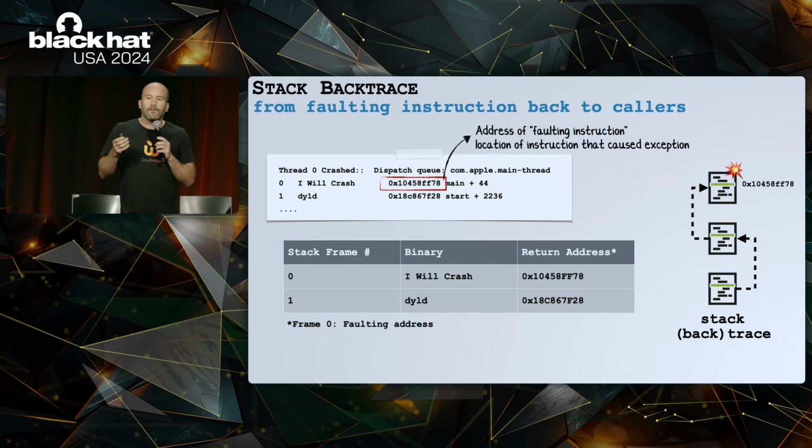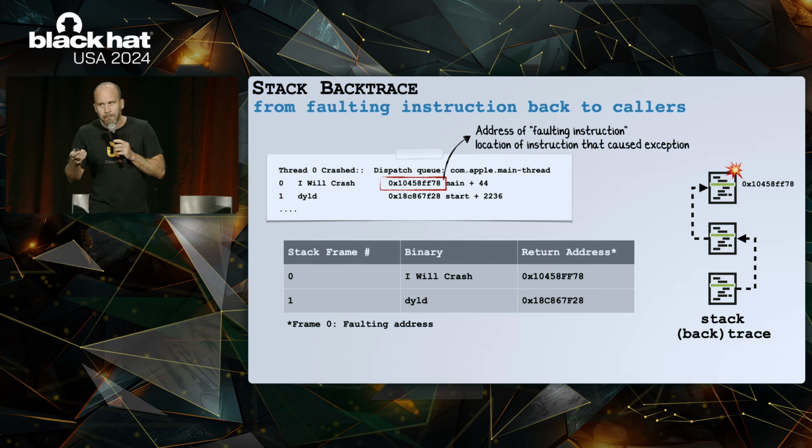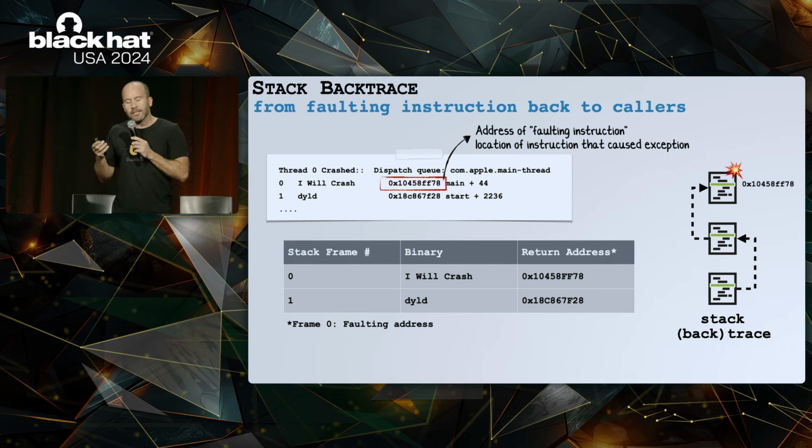Now, a lot of times, this faulting instruction will be deep within, for example, a system API. More likely than not, the API does not have a bug in it. It was invoked incorrectly. Perhaps it's a memory freeing routine that was passed a null pointer. That's obviously going to crash. That's not a bug in the API. It's a bug in the caller.